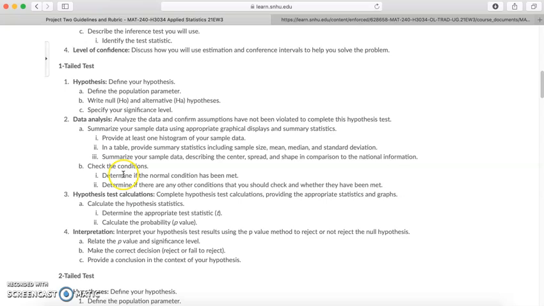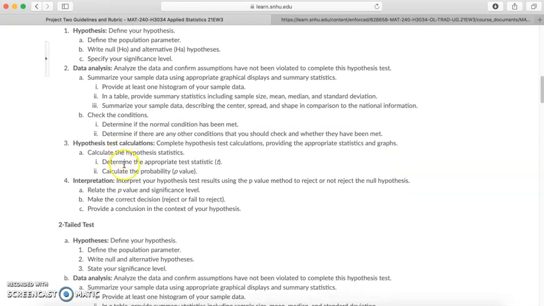Check for conditions. Remember, you need to determine if a normal condition has been met. If it hasn't, is there something else we can look at, like maybe the size of the sample? Remember, the sample size over 30 applies here, so consider that. Determine if there's anything else. Okay, so go ahead and do your test calculations. I already showed you how to do that using the data analysis tab. Interpretation: remember the p-value and significance level. If your p-value is less than alpha, then you can reject the null hypothesis. Otherwise, if the p-value is greater than or equal to alpha, do not reject the null hypothesis.